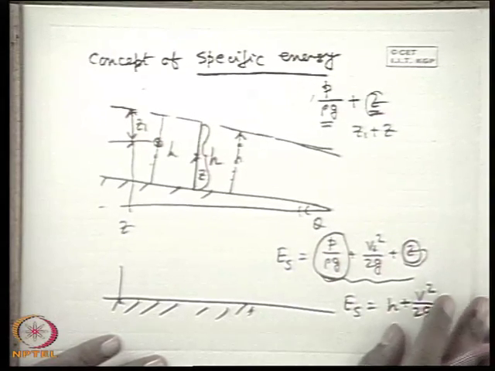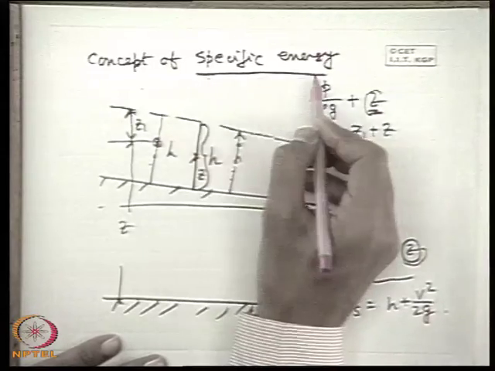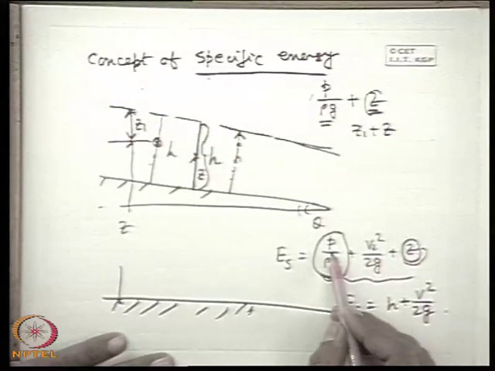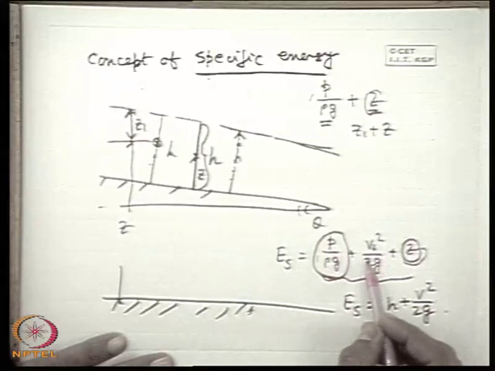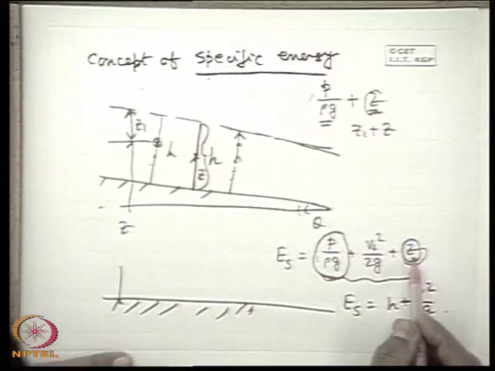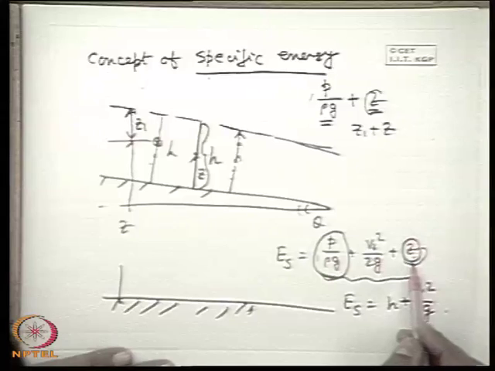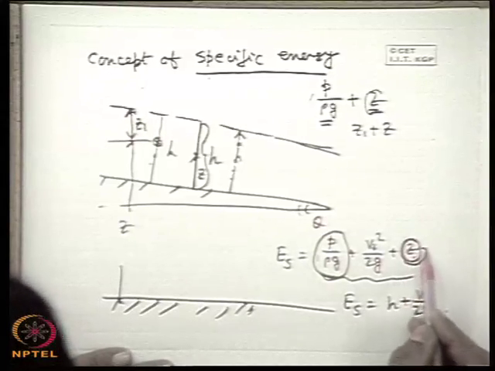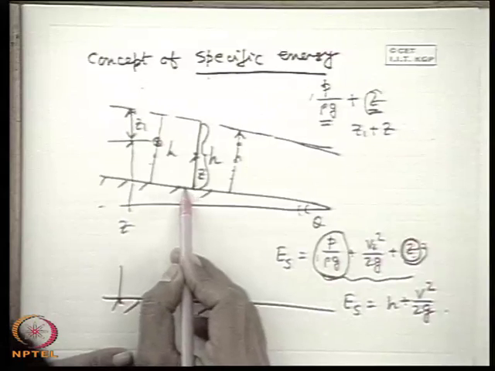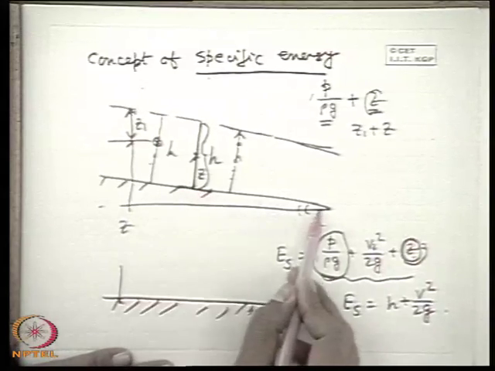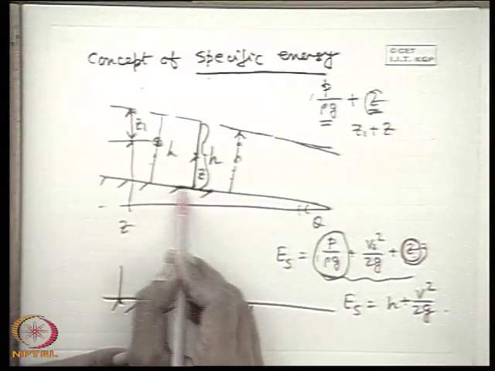So therefore according to the definition, the specific energy is the sum of all the mechanical energy, pressure energy, kinetic energy and the potential energy per unit weight. That means it is a total mechanical energy per unit weight, where the component potential energy is measured by the height from the bed of the channel. That means the bed of the channel with its respective slope is considered to be the reference datum.